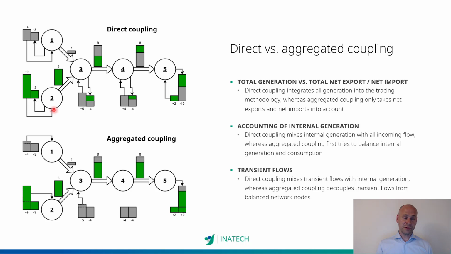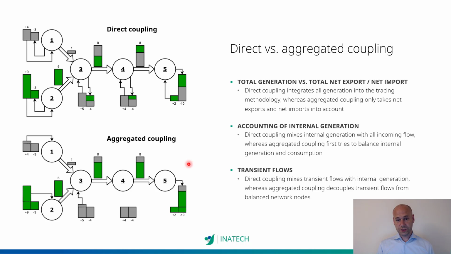And then there's a difference in how you account for internal generation. So for example, in direct coupling, you see that the internal generation is first coupled to the network, mixed with incoming power flows, and then you get a mix into the internal consumption. Whereas in the aggregated coupling, you first serve your local consumption, and so you have directly the same emission intensity as this net exporting node.